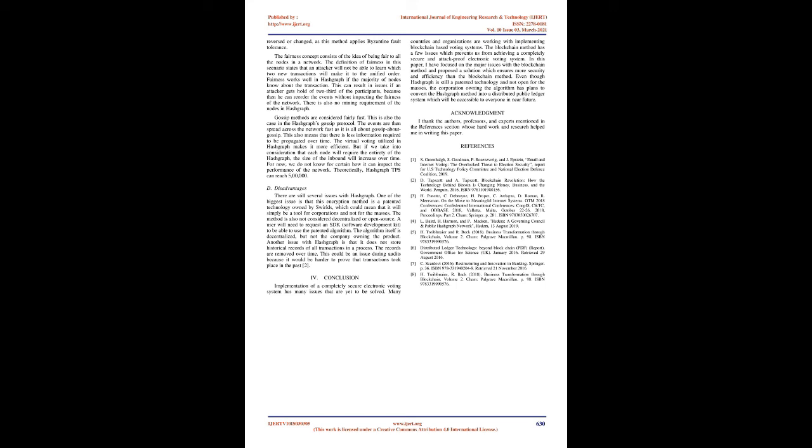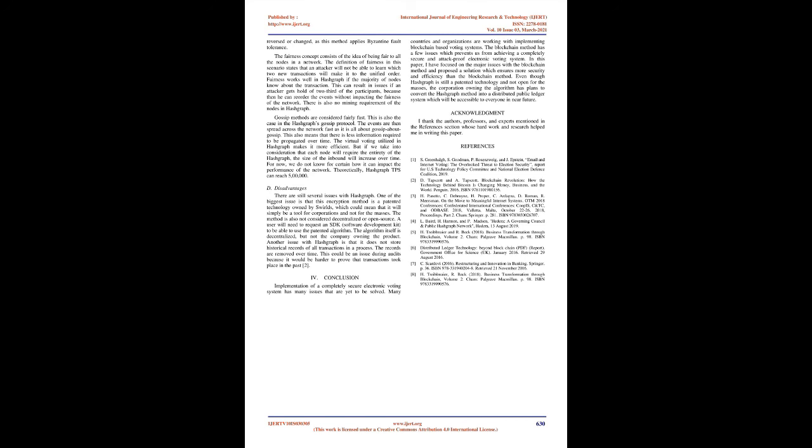Another issue with Hashgraph is that it does not store historical records of all transactions in a process. The records are removed over time. This could be an issue during audits because it would be harder to prove that transactions took place in the past too. Conclusion. Implementation of a completely secure electronic voting system has many issues that are yet to be solved.